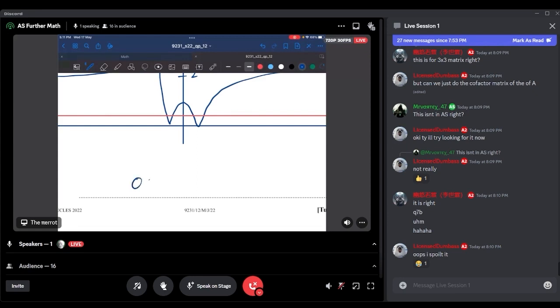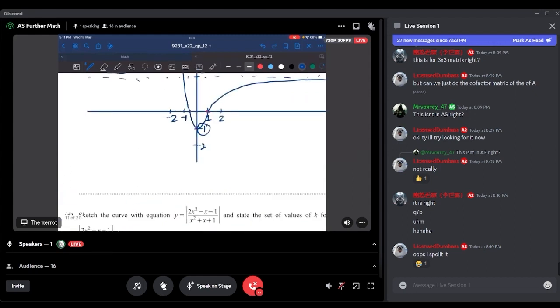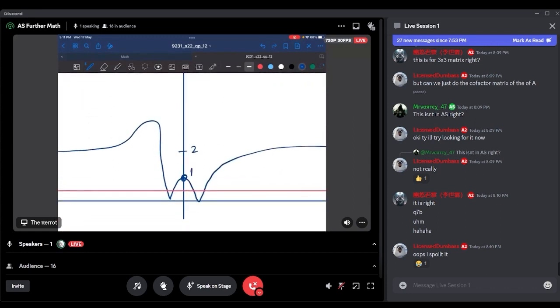But also less than whatever this value is. But we know that it was minus 1 before. When you take the absolute value, it's 1. So this is actually 1. So k is between 0 and 1. That's the answer.